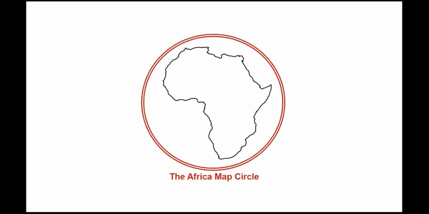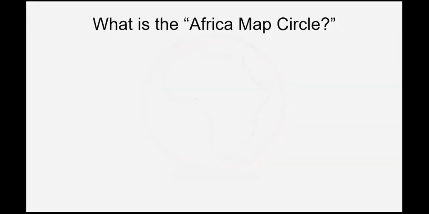The Africa Map Circle seeks to be inclusive, whereas previous collections were by intention exclusive in the sense that you needed to preserve these maps, and that meant that they were kept from the public largely and only displayed on certain occasions and under very controlled conditions. But what is the circle? Well, let's take a look at it.